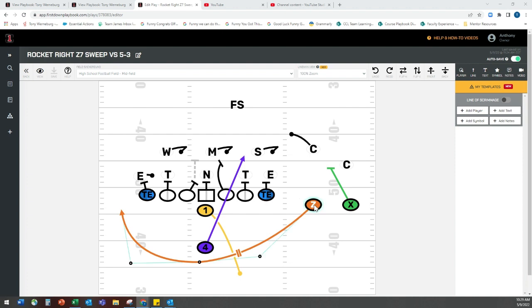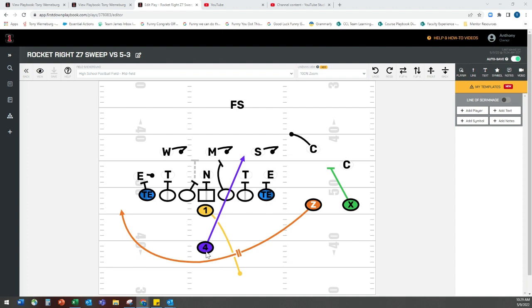So the Z back that has moved to the right hand side is now going to sweep around, receive the handoff, and go through the 7 gap. So let's remember gap 1, 3, 5, 7. 7 is anything outside the tight end. So what we see is that this is a Z back running a sweep backwards across the field, receiving the handoff from the quarterback in the backfield, and then continuing around the left side of the end.